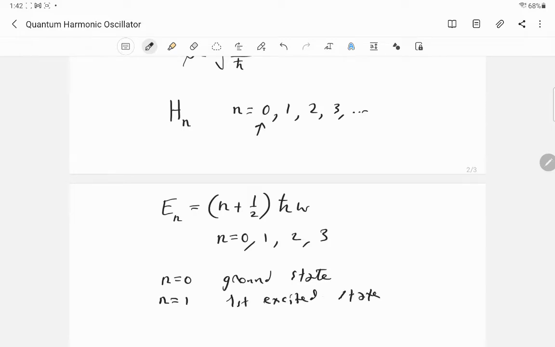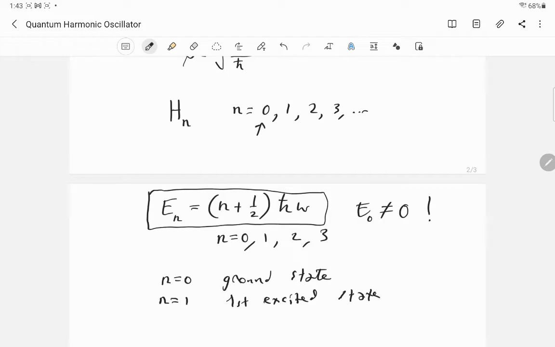This is different from the infinite potential well, because the ground state wasn't labeled by n equals 0, it's actually labeled by n equals 1, right? So the first excited state was n equals 2 in the infinite potential well. But in this case, notice that the ground state energy is not 0.